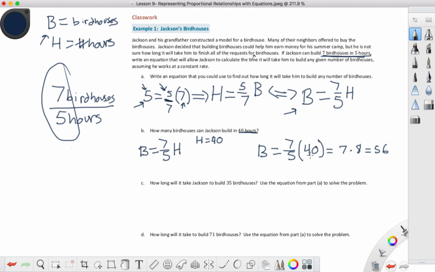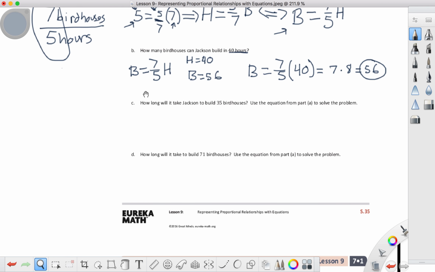So in 40 hours, he can build 56 birdhouses. So in this case, B is equal to 56. So in 40 hours, he can build 56 birdhouses.